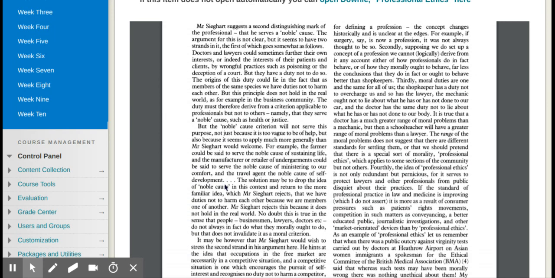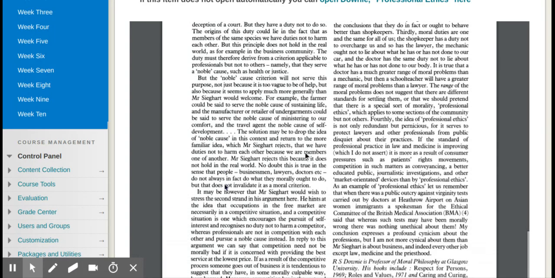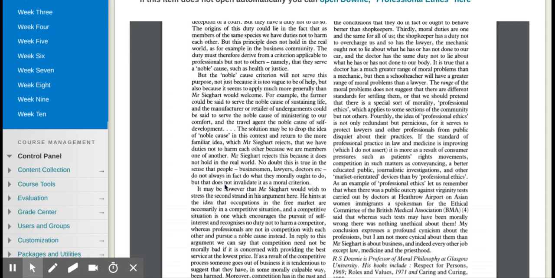He has some pretty strong criticisms of the whole noble cause thing. Again, the basic idea being that the noble cause really can't be definitive of a profession because many other occupations could claim to have a noble cause, not just the traditional professions. Basically, trying to puncture the whole balloon here of special ethical duties on the part of professionals. He just doesn't think that they exist.